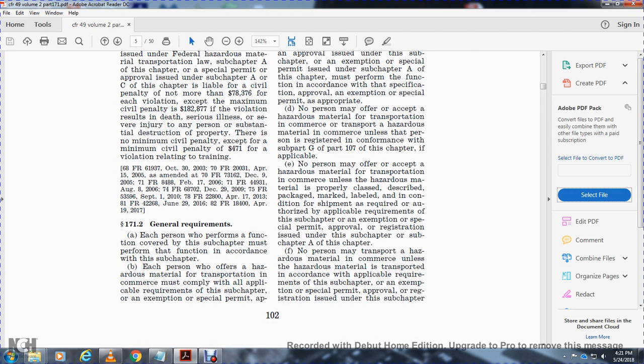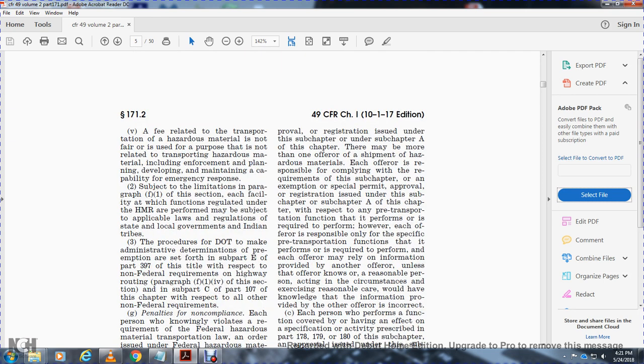171.2 General requirements. Each person who performs a function covered by this subchapter must perform that function in accordance with this subchapter. Each person who offers a hazardous material for transportation in commerce must comply with all applicable requirements of this subchapter, or an exemption, special permit, approval, or registration issued under this subchapter or subchapter A.